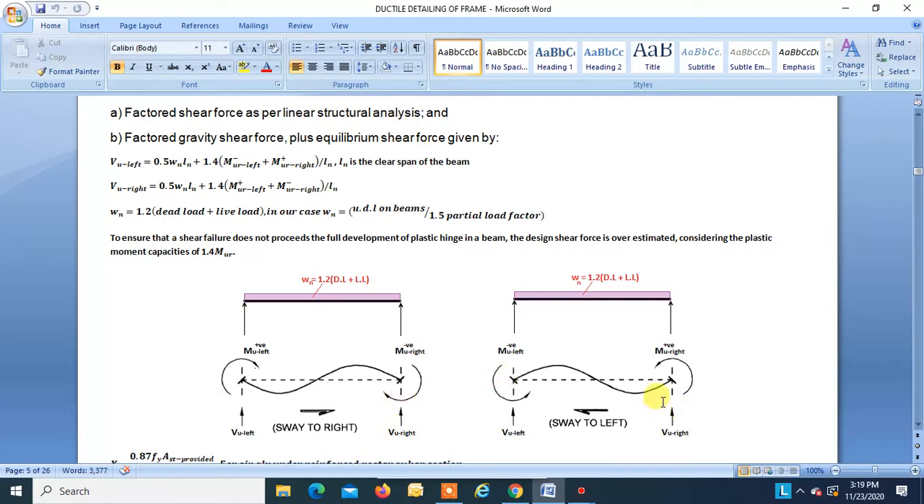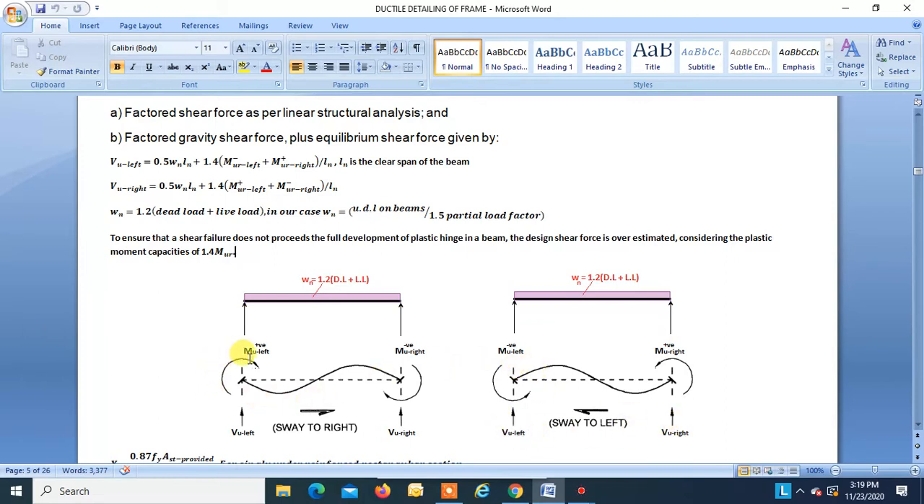When the sway is towards left, the beam will deflect like this. Then you will have a moment like this. This is hogging, so Mu left is negative. This is sagging, so this is Mu right, positive. This will again give us a shear force, Vu left, Vu right.